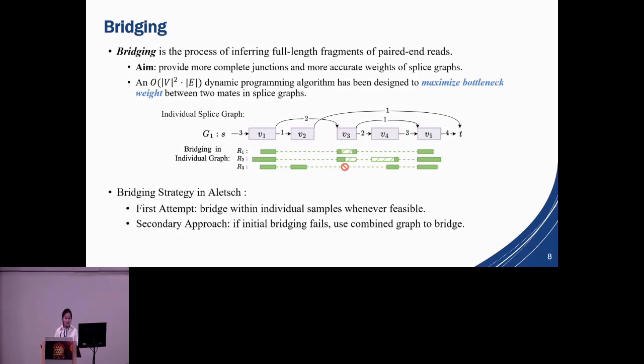However, unfortunately, not all of the reads can be successfully bridged. For example, like R3 here, because there is not even a path between V2 and V4 in its own individual splice graph G1. There should be some paths between V2 and V4. Why? Because the read fragments originate from some transcripts. In this case, if initial bridging fails, we seek help from the combined graph because it has richer junction information.